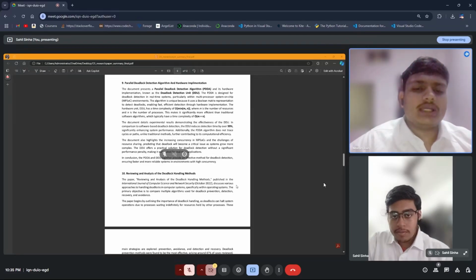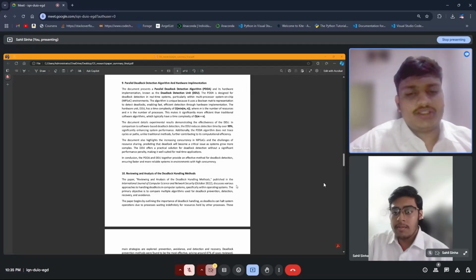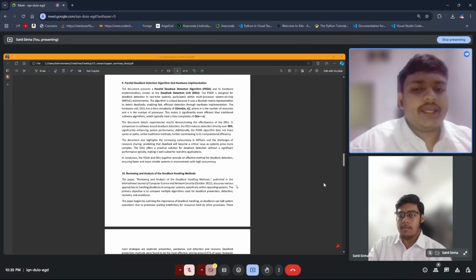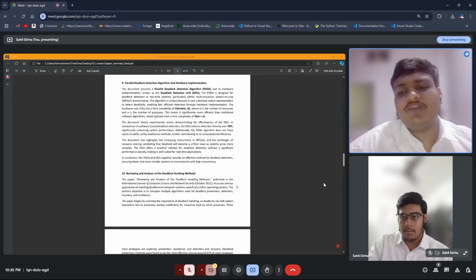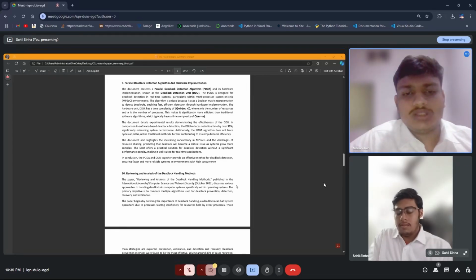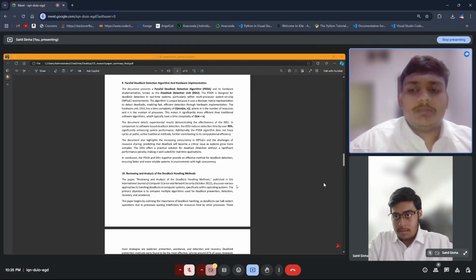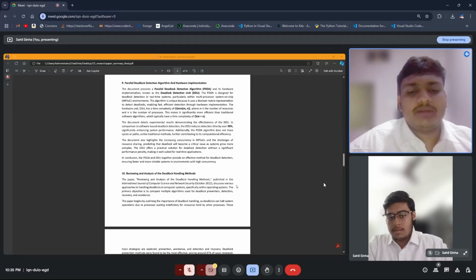Now we will be discussing our ninth research paper, which is on the parallel deadlock detection algorithm (PDDA) and hardware implementation (DDU). The PDDA and its hardware implementation, the DDU, are designed to provide fast deadlock detection for real-time multiprocessor systems. The DDU uses a Boolean matrix representation for efficient detection, improving speed by over 99% compared to software-based methods.